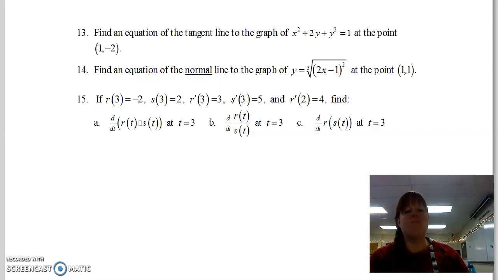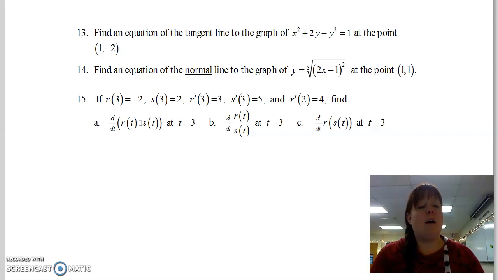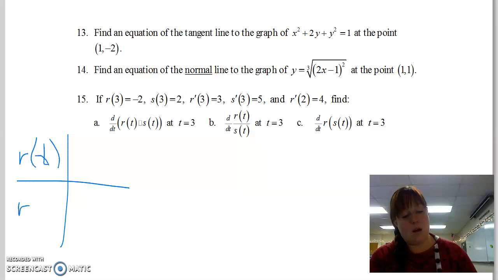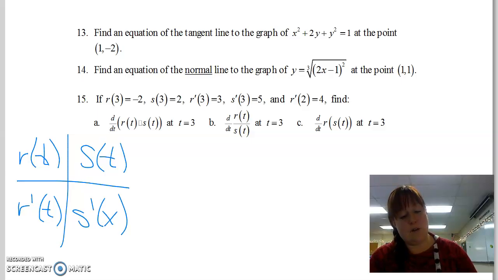Okay, so if we have some function of t, which is r of t, and then we have a different function of t, and that little box should be multiply. Hopefully in your book it says multiply. So let's figure out what the derivative is. Well, this is a product rule thing, so we are just going to write r of t and r prime of t, and then s of t and s prime of t.